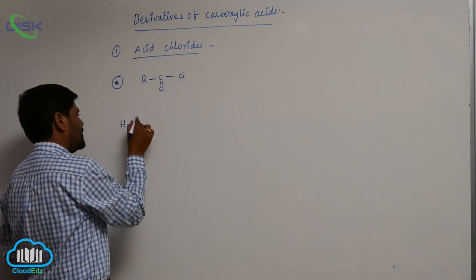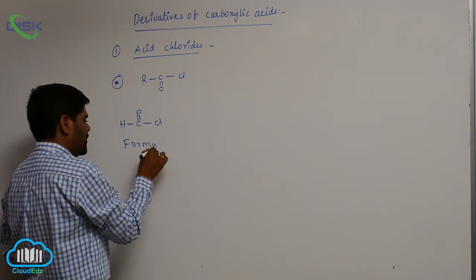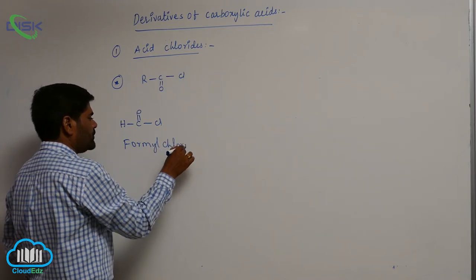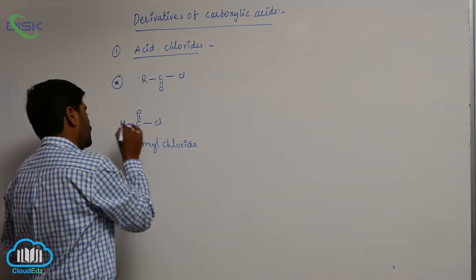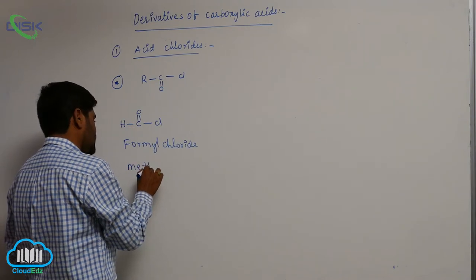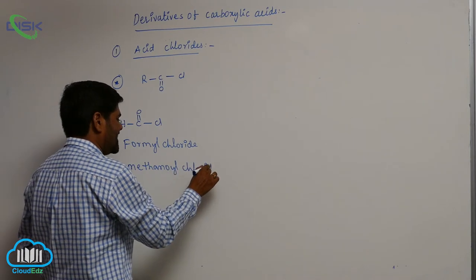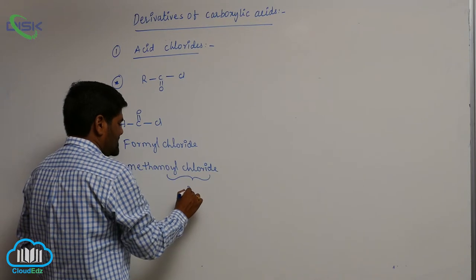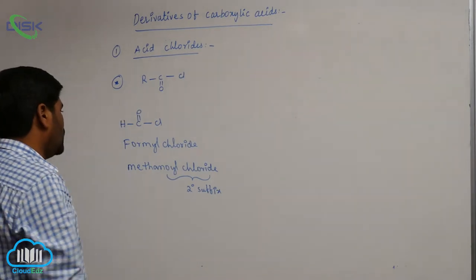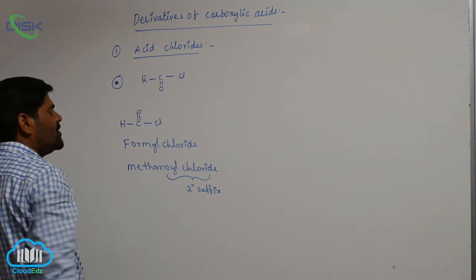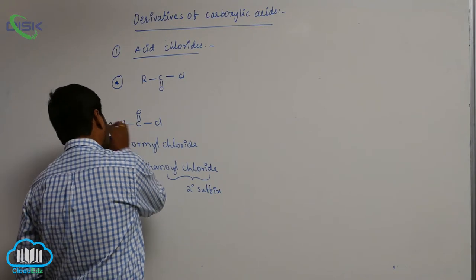Examples: H C double bond O Cl. The common name of this one is formyl chloride, because it is an acid derivative. It has one carbon, so it is known as methanoyl chloride. The oyl halide is the secondary suffix. This is the first compound.